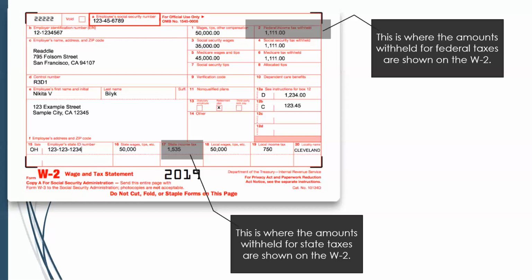So that's the amount that you'll see on your homework assignment as well, the amount of state tax that's withheld. And then if the employee lives in a local area that collects tax on a local side, you're going to have local wages and tips, local tax, and the locality that's being taxed there. So that's how you complete your W-2.